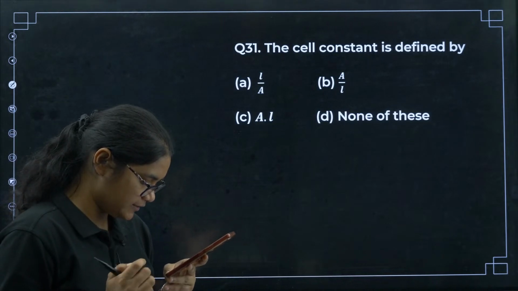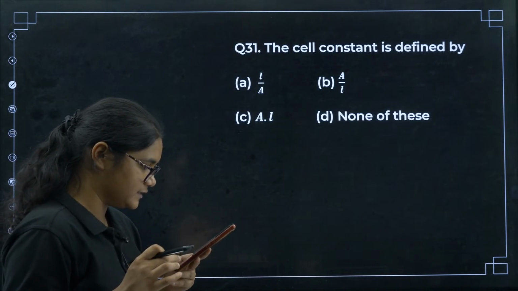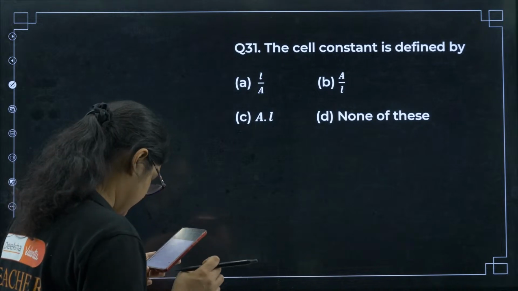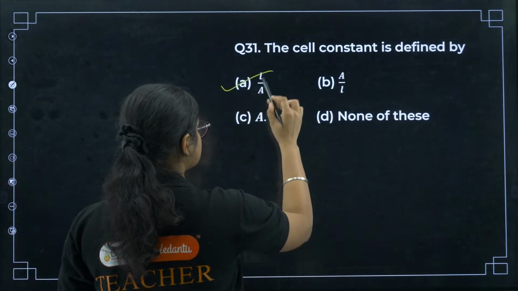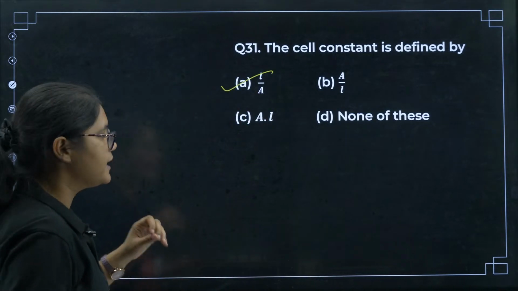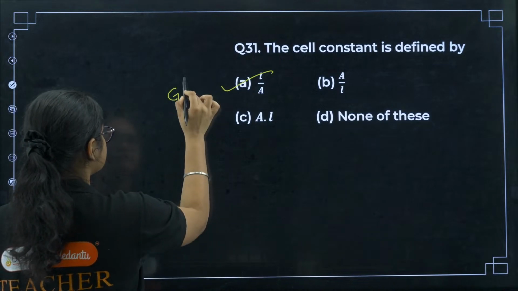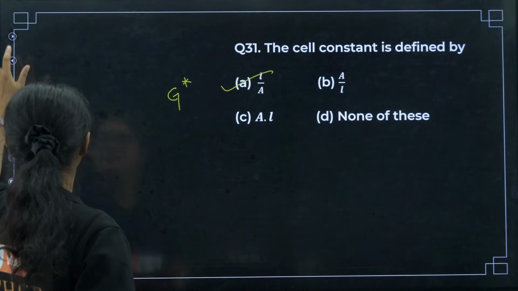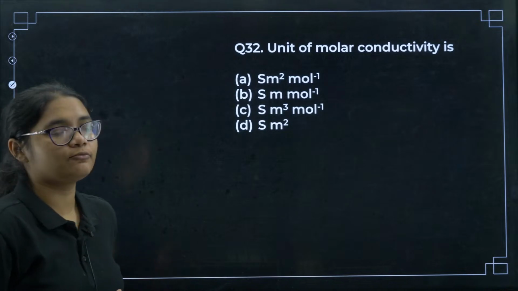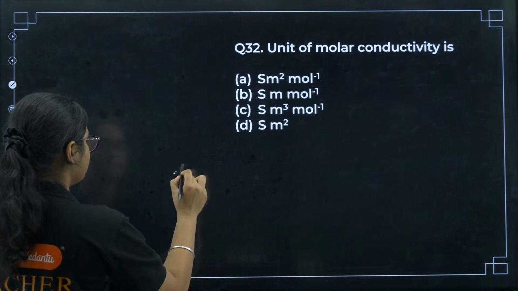Yes, 30C, JK, BGM has given the correct answer. Let's move to 31. Yes, 31A is the correct answer. Cell constant is represented by l by A. Symbol used is G star. Next, 32. Unit of molar conductivity, lambda m.